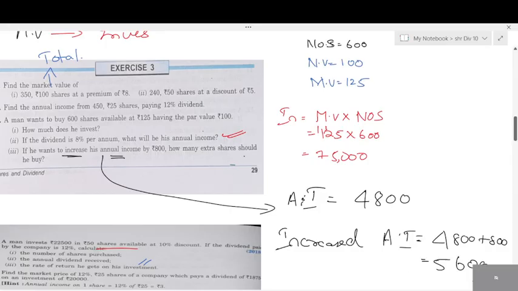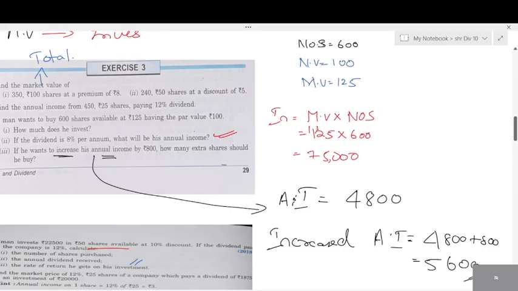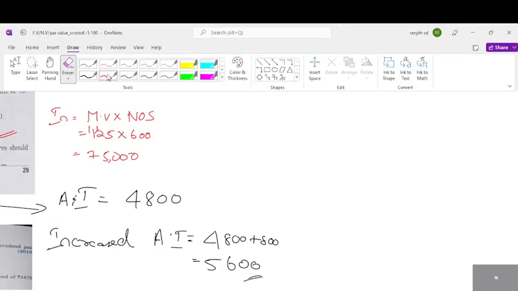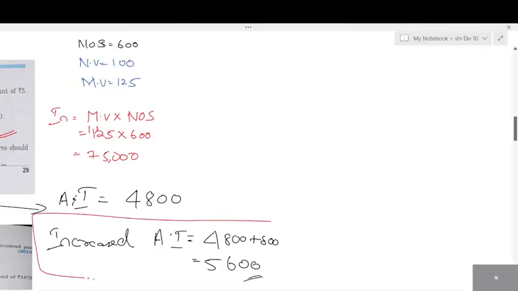How many extra shares should he buy? Now, with respect to annual income, students, how many shares does he have to buy? That's the question asked. So with respect to this, they've asked how many shares. What do you do? Use the income formula. What is the annual income formula we have? Tell me the annual income.